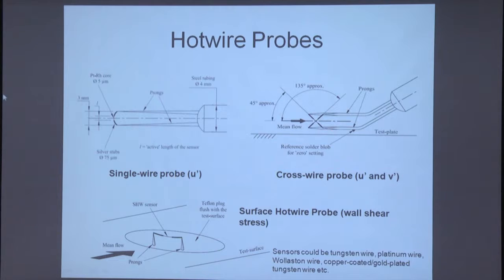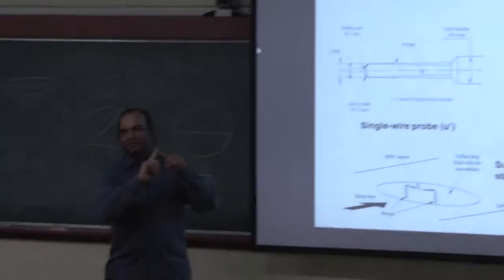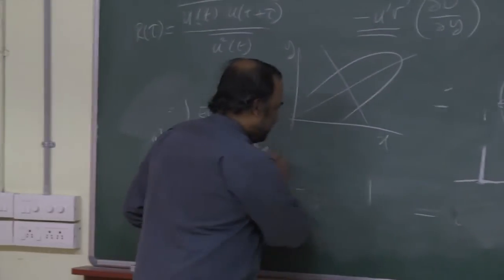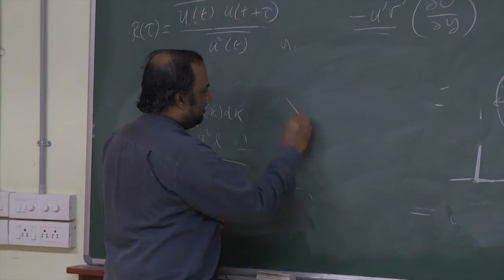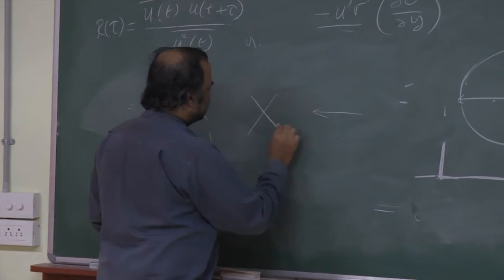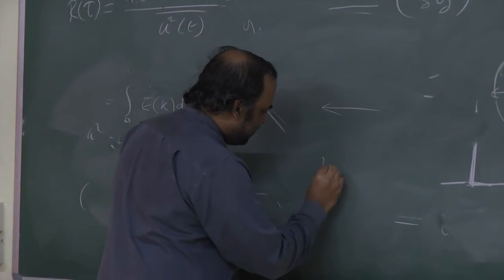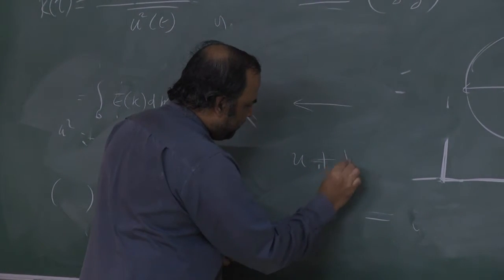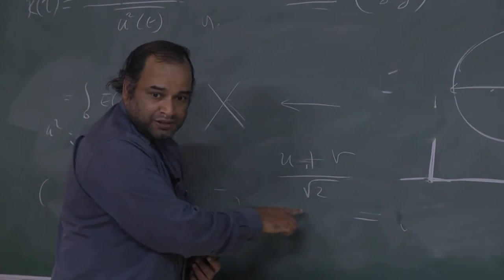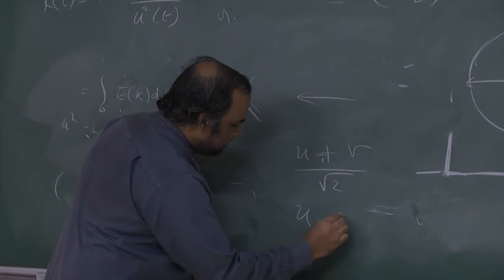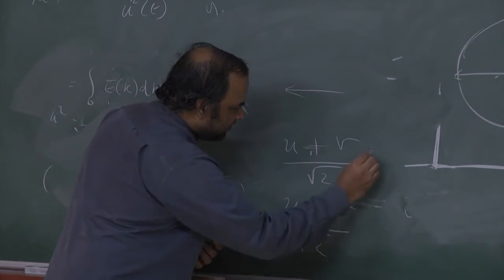This is a so-called crosswire probe in the form of an X. So you have two sensors like this at 45 degrees each, typically 45, it could be other angles too. So if I have a flow which comes like this, what matters is this component and the one normal to that. So one of them will measure something like U plus V by root 2, the angle I'm taking to be 45. Sine or cos 45 is 1 by root 2. So the other sensor will measure U minus V by root 2 as a function of time.